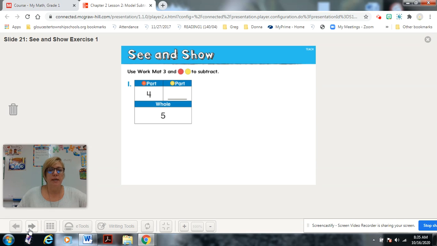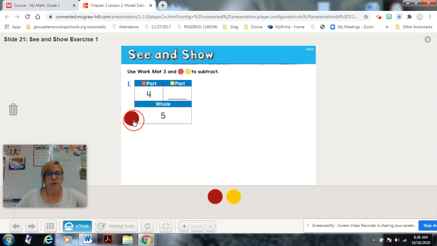Okay, now use work mat 3 and your 2 color counters. Okay, so let's do this together. Right now, how many counters are you going to put on your whole portion of your work mat? Think about that. Tell somebody next to you. Yes, you're going to put 5. So put 5 on there. Now let me just say something while you're moving the counters, okay?